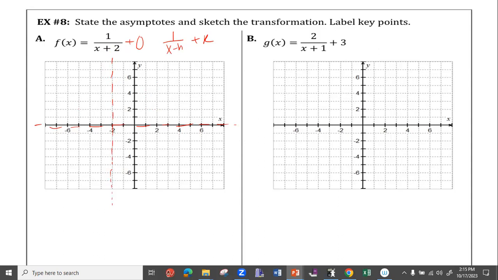Okay. Next is your points. So what were our significant points? Our starting points were at (1, 1) and (-1, -1), right? So I'm taking these points and am I shuffling them up? No, I'm only shuffling them to the left 2. Does that make sense?